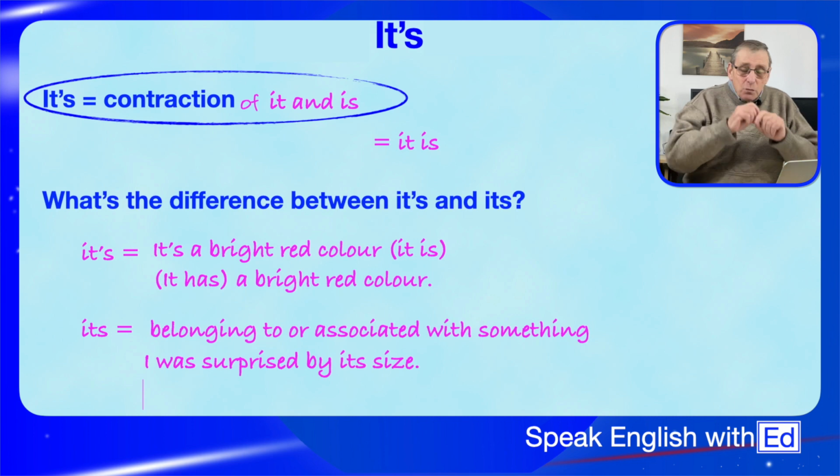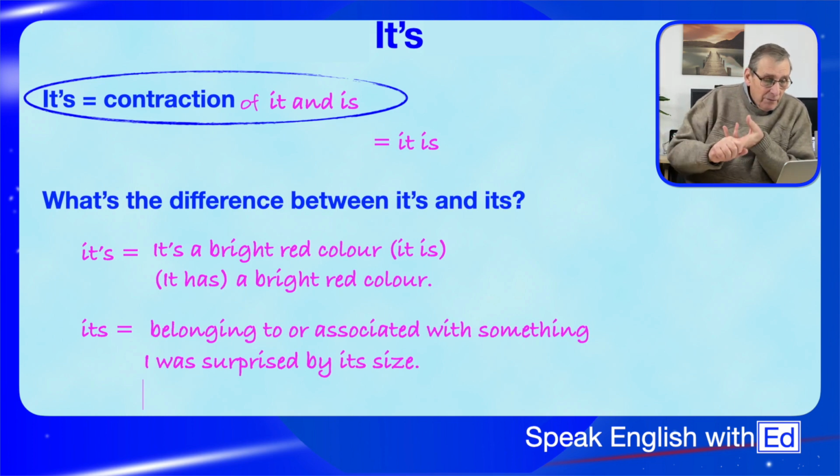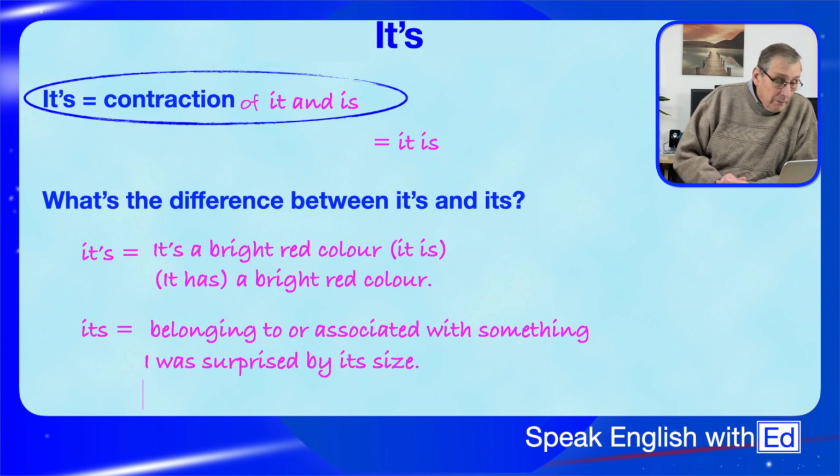And in this case, we do not use an apostrophe at all. It's just a single word in its own right, and this is a possessive determiner. "It's" with an apostrophe means "it is", a contraction of a pronoun "it" and a verb to be "is". But "its" without an apostrophe is a word in its own right, and it means belonging to.